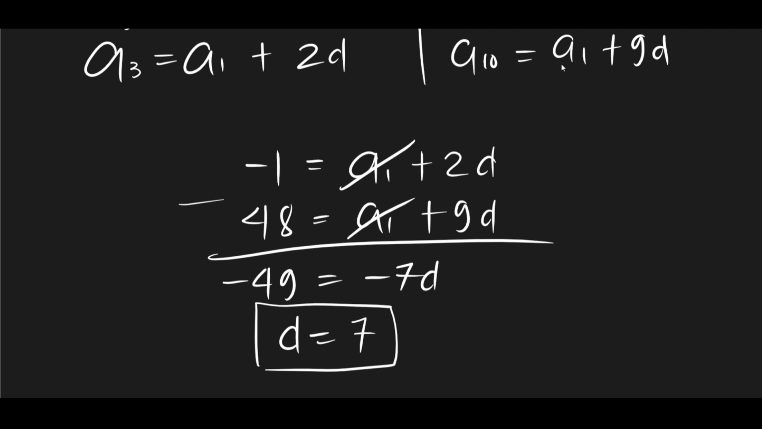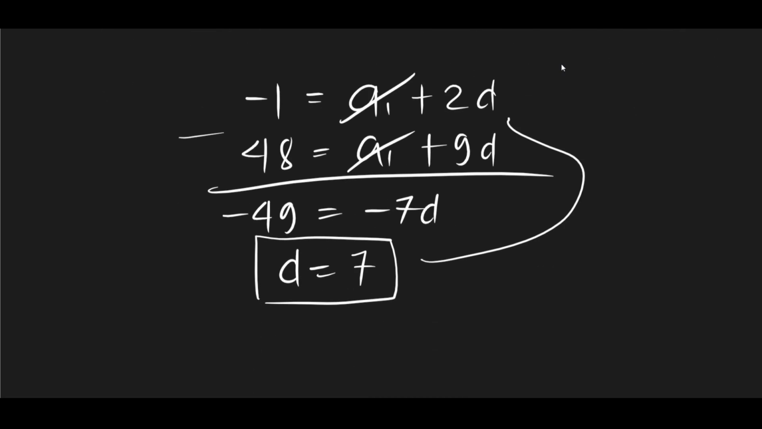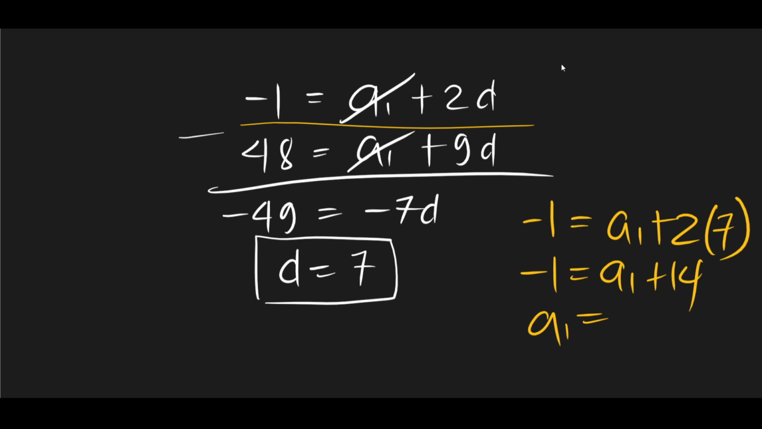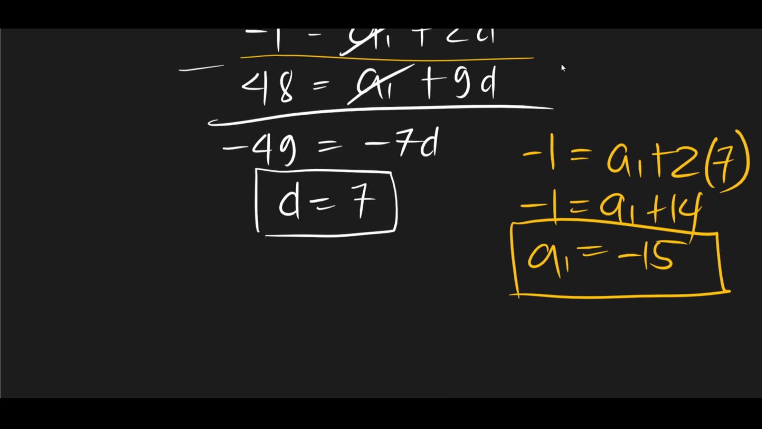So now we found our value for d, right? Now if we back substitute this, now that we have our d, we can use either of these two equations to find our a1. So I will use this first equation right here. So we have -1 is equal to a1 plus 2 times 7. Okay, -1 equals a1 plus 14. Therefore, a1 is equal to -15. Okay, so now we have our a1. We also have our d. So now we can find our general term.